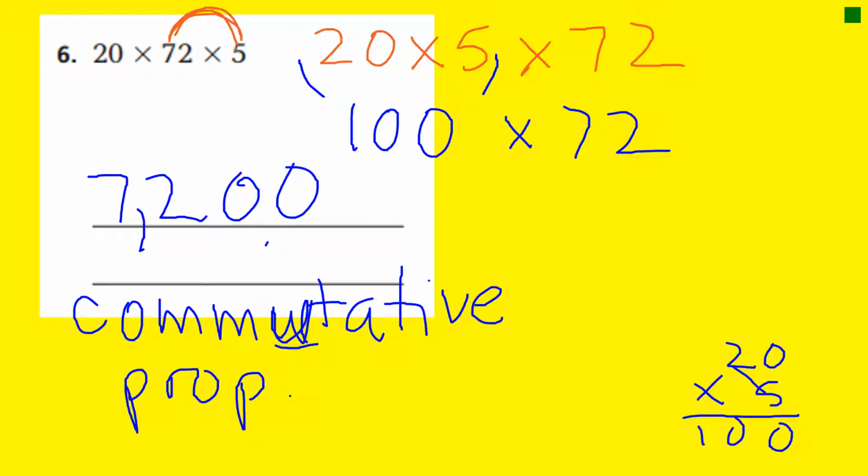Okay? Commutative property. So we just did 3 problems, 3 different ways, and we did a lot of them mentally. So just look for those opportunities, guys. Look for ways to make 100. Look for ways you can double 50 to make 100. And look for friendly numbers. All right.